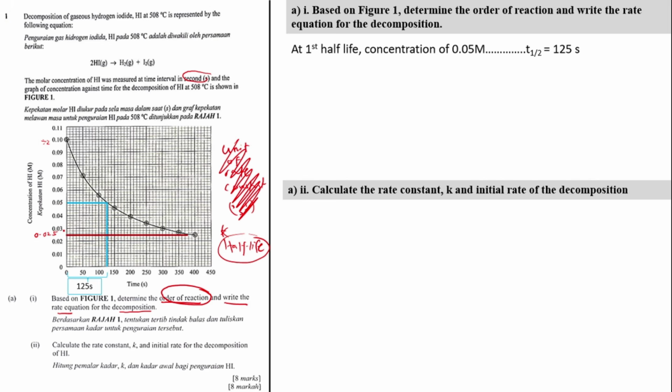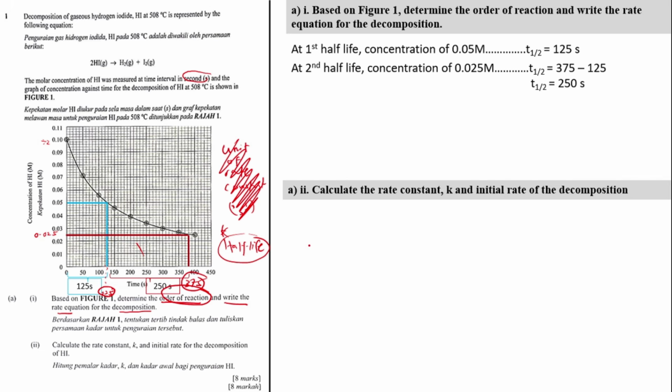So similarly, we need to figure out the half-life for the second half. At the second half-life, we're going to get the concentration at 0.025. The time here is 375, and then we're going to deduct the blue line here, which is 125. So the distance from there to there is 250, because 375 minus 125. The total distance for the second half-life is 250 seconds.